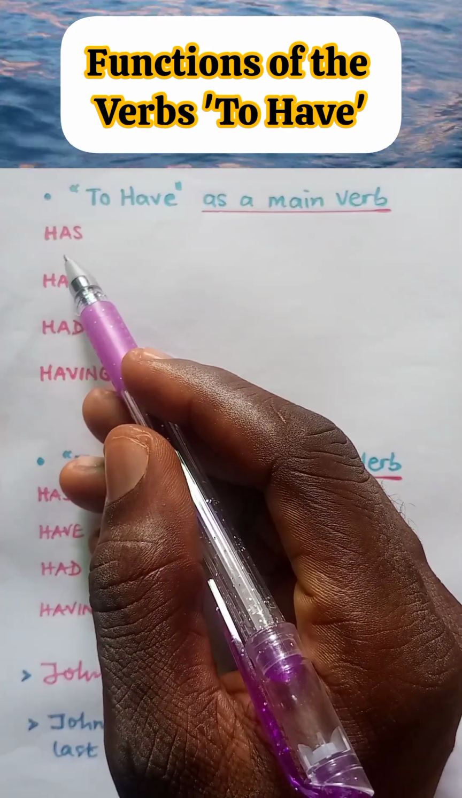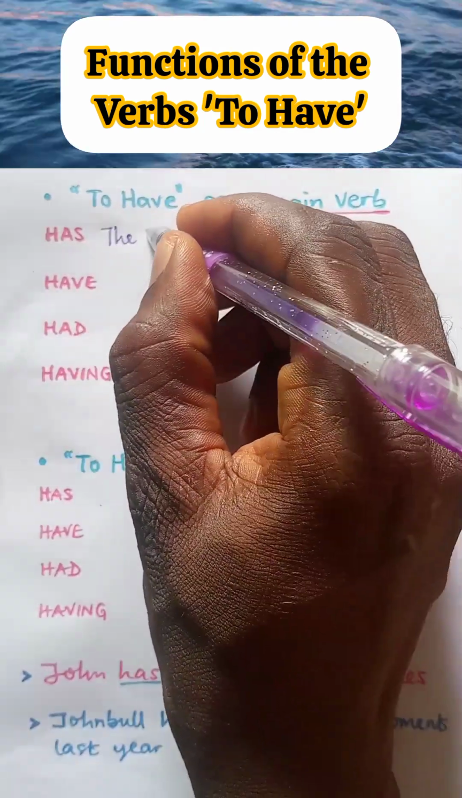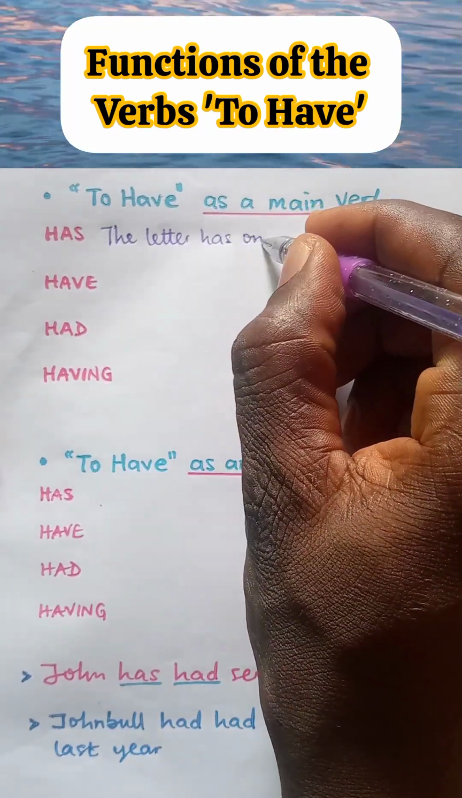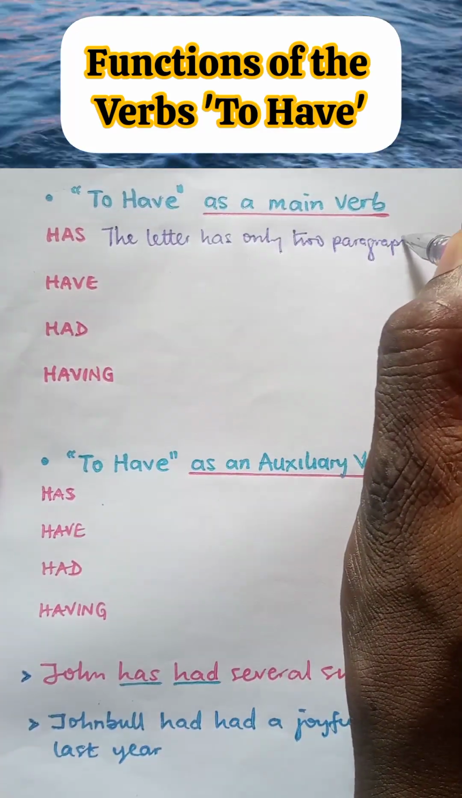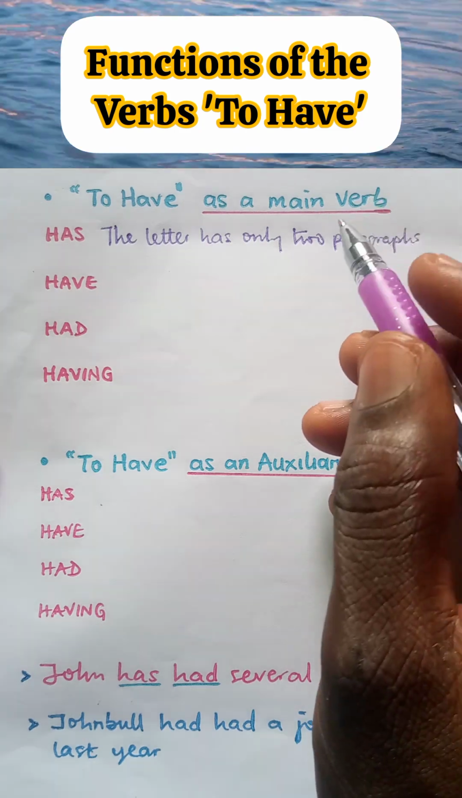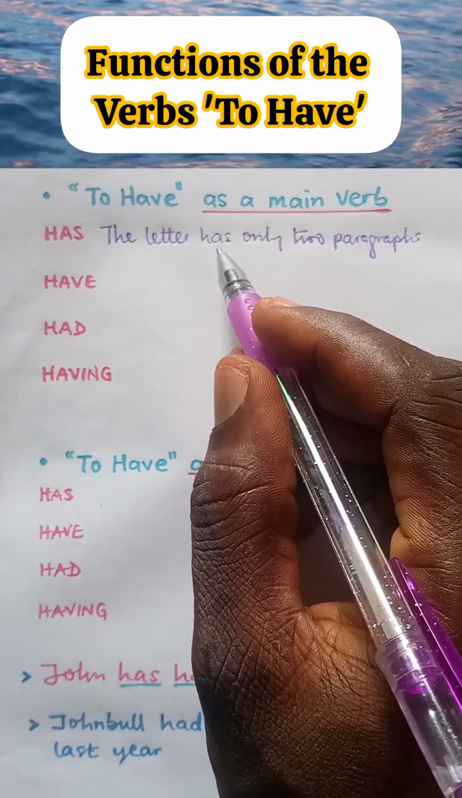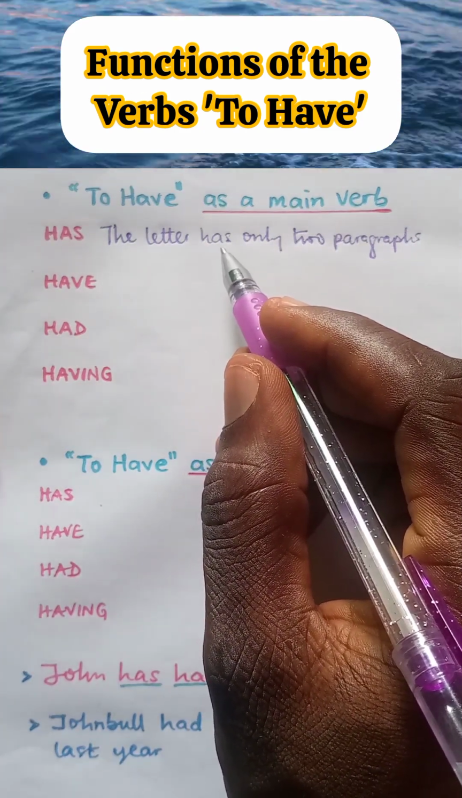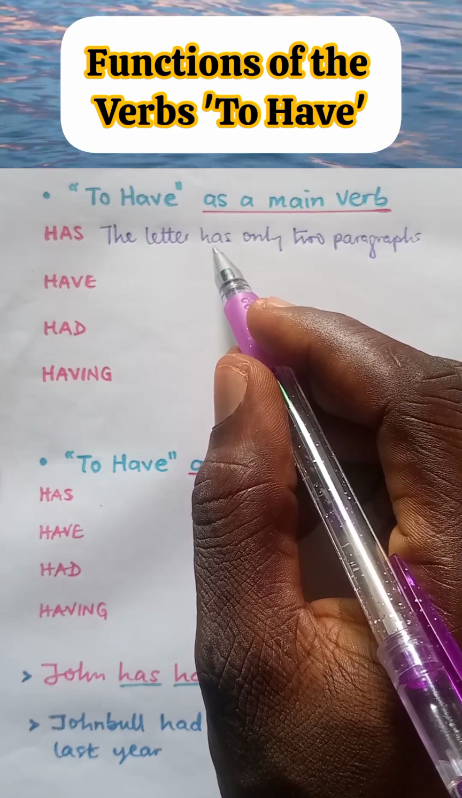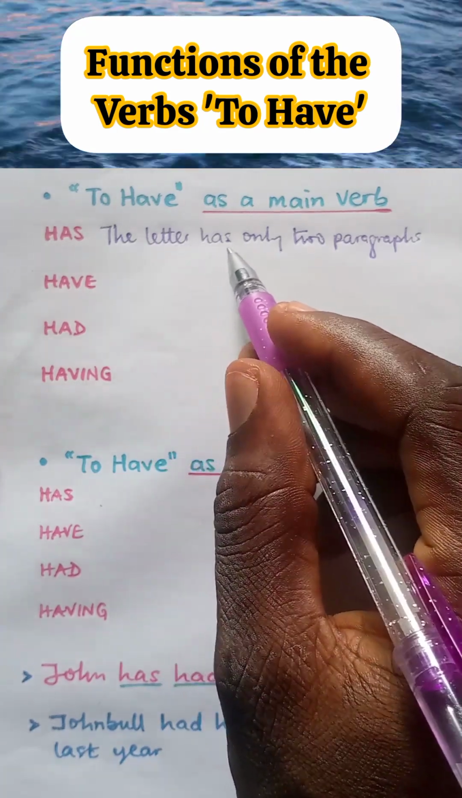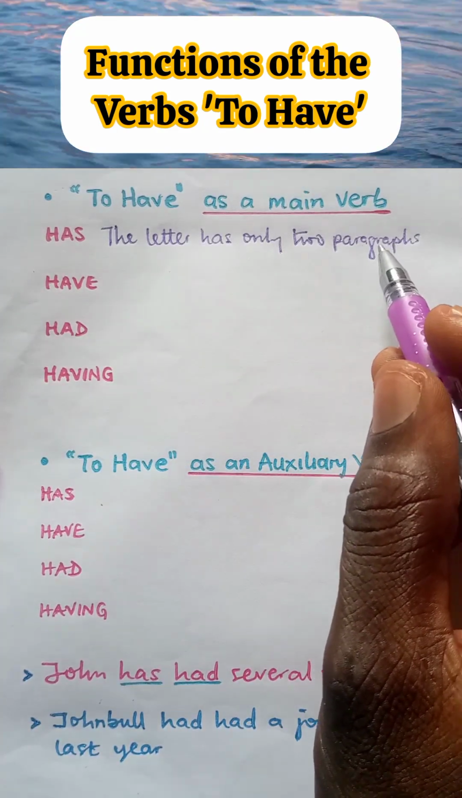Has as a main verb. The letter has only 2 paragraphs. In this sentence, the only verb here is has. So has is not assisting any other verb. It is the main verb. The letter has only 2 paragraphs.